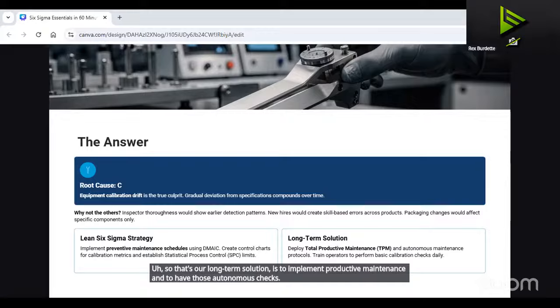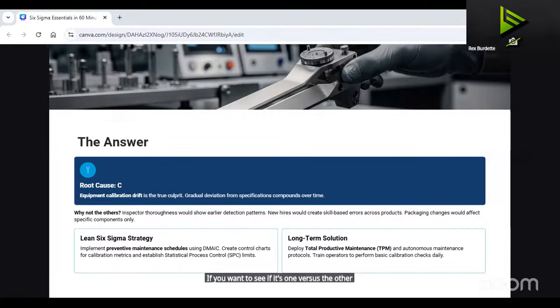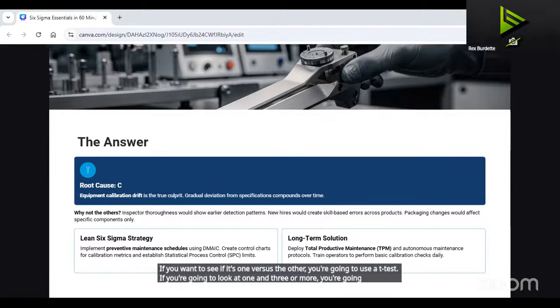Could you argue that it was one of the other ones? Yes. And that's where you would probably get into some data tools. If you want to see if it's one versus the other, you're going to use a t-test. If you're going to look at three or more, you're going to use ANOVA. A lot of these tests have decision trees that tell you which to use. It's continuous data or it's attribute data, good, bad, that kind of thing. That defines what tests you use.